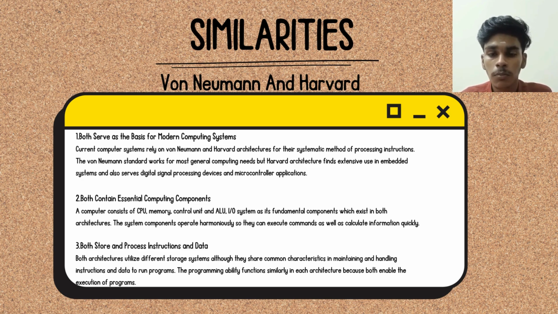The second one is that both contain essential computing components. That is, a computer consists of a CPU, memory, control unit, and I/O system as its fundamental components, which exist in both architectures. The system components operate harmoniously so they can execute commands as well as calculate information quickly.